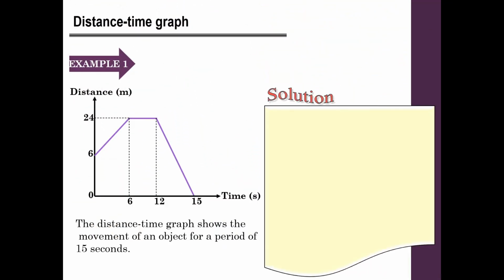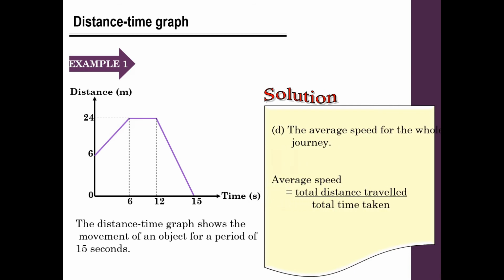Okay, so for the last one, the question asks to find the average speed for the whole journey. Always remember the formula: total distance over total time. Jumlah jarak bagi jumlah masa. It must have total, not distance over time. Distance over time equals speed, but for average speed, it is total distance over total time.